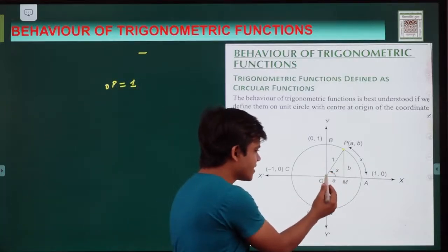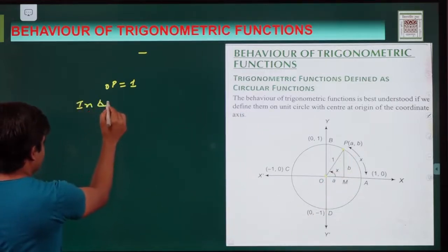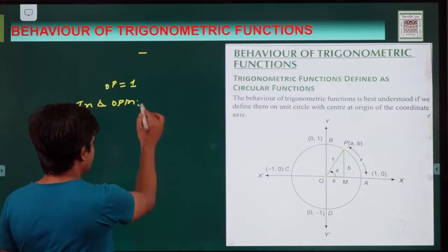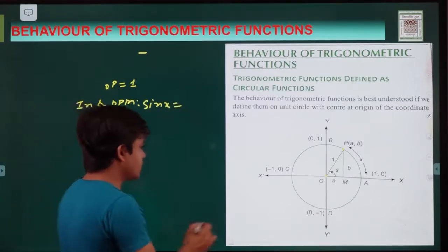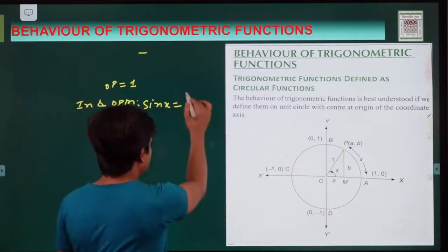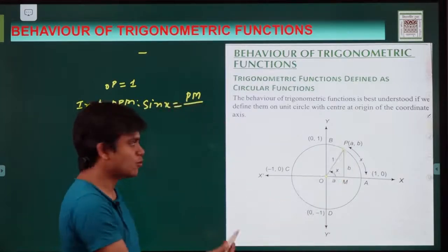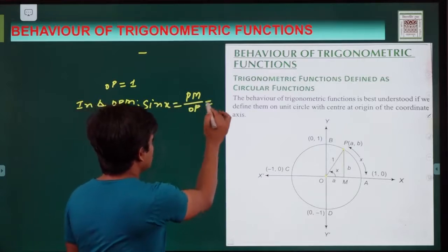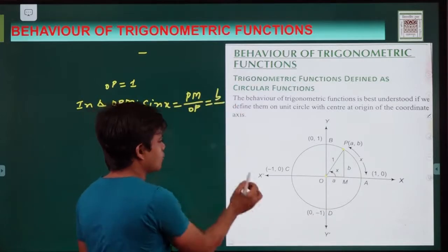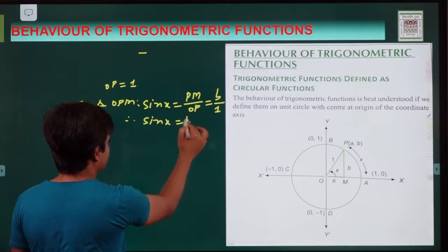So now in this right angle triangle OPM, what can we say? In right angle triangle OPM, what shall you say about sin x? Certainly sin x will be what? Equal to opposite side, means PM, means this perpendicular, this PM upon this hypotenuse. Hypotenuse is what? OP. Okay. So what is your PM? Your PM is nothing but B, and your OP is 1. Therefore, we will say what? Sin x is equal to nothing but B.